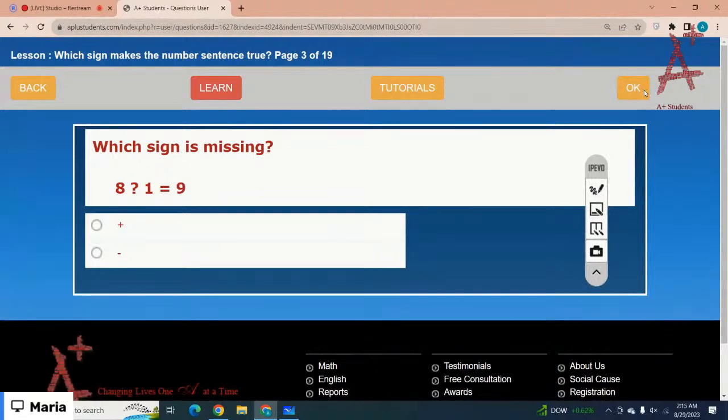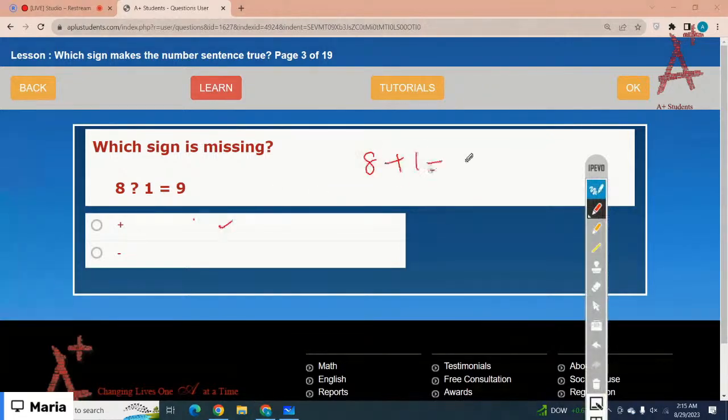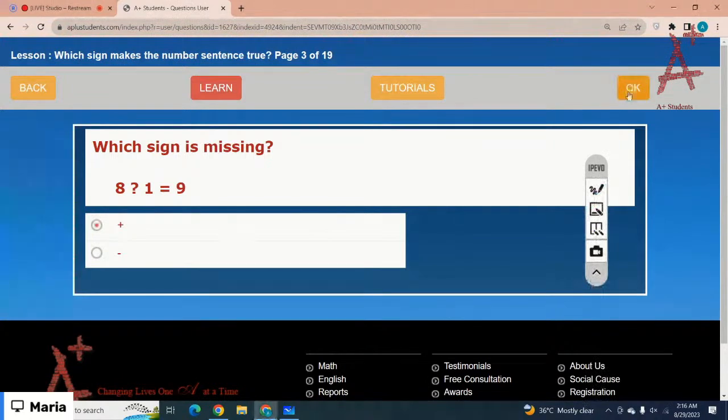Okay, the next one is which sign is missing? 8 and 1 equals 9. So which is the correct option? Plus 1 or minus 1? Let's just try with the plus, right? 8 plus 1 equals, just add, 8 plus 1 equals 9. You can see both sides are exactly equal. That means the correct option is plus. 8 plus 1 equals 9.